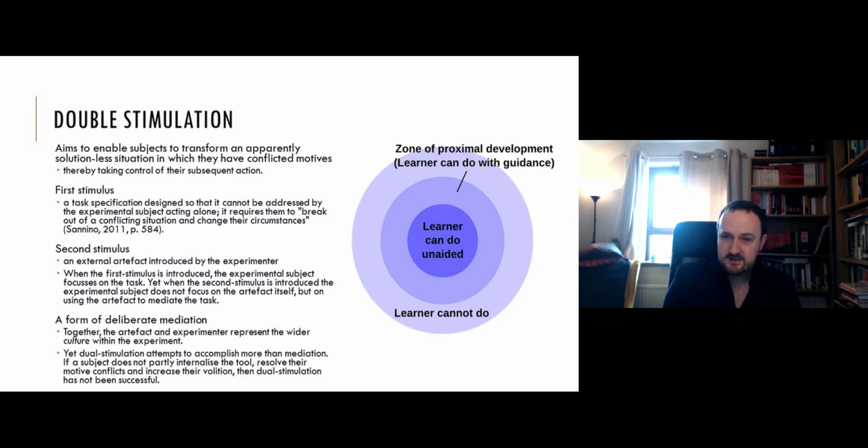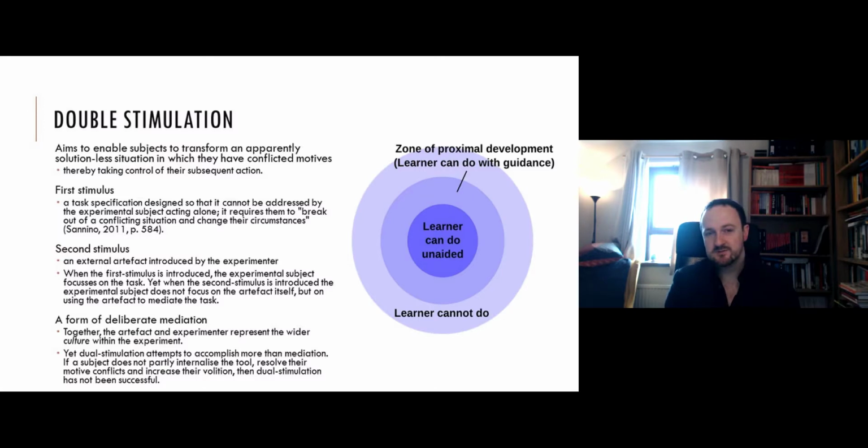Often this is an artifact that is brought in that they can use to address the task. Sometimes it's the help of some sort of experimental assistant. But the core thing is that help enables them to do the task, and what he's interested in is what can the learner do with cultural assistance that they can't do without cultural assistance. And this led to his very famous concept of the zone of proximal development, which is the difference between what the learner can do with help and what they can do without it.